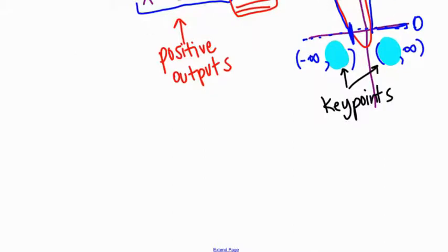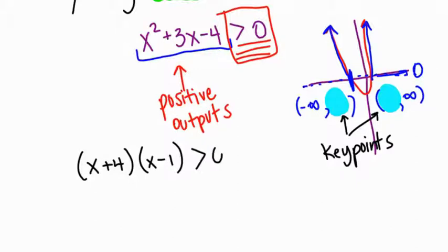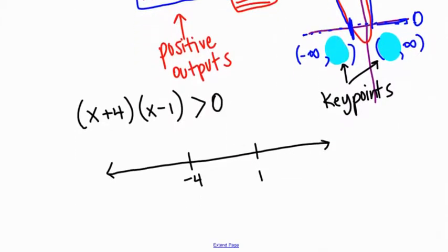So let's see. We've got x squared plus 3x minus 4 is greater than 0. I'm going to factor that, and I'm going to get x plus 4 times x minus 1 is greater than 0. Now the key points are going to be negative 4 and positive 1. I use the zero product property to give me the key points.